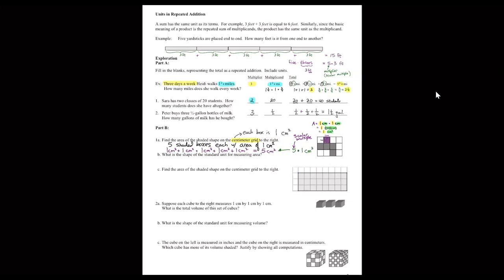So in part B, it's kind of a weird question. What is the shape of the standard unit for measuring area? The shape, I really mean shape, it's going to be a square. Right? It's literally and geometrically a square. So it's kind of strange to think about it, but when you find the area within a circle, for example, what you're doing is you're finding it in square units, because whether it makes sense or not, a circle can be kind of decomposed into the sum of different squares.